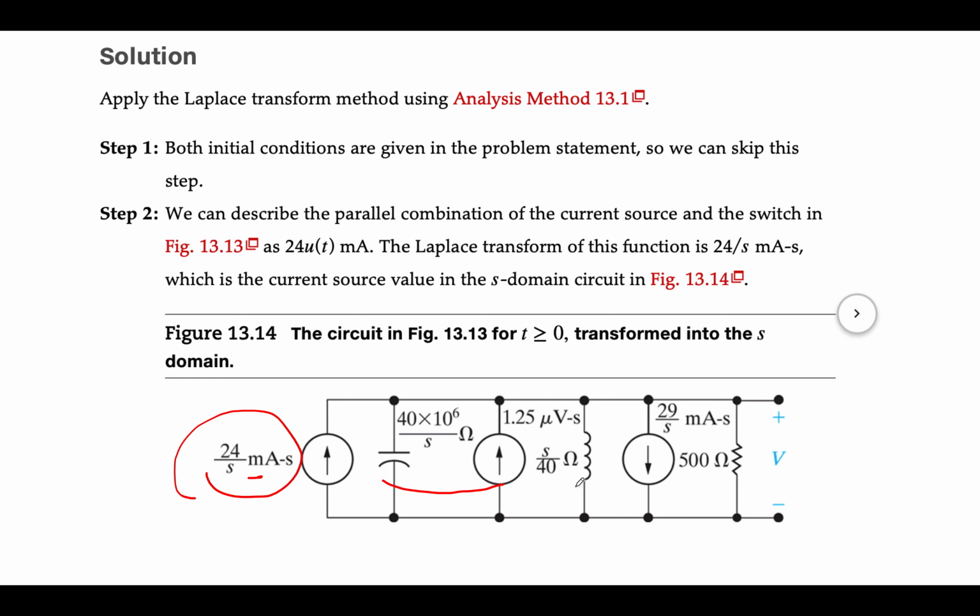Here is the inductive impedance in parallel with its inductive initial condition on the current source, and then here's the resistor. So you've got quite a bit going on here in this circuit. You've got a lot of elements. I think the easiest thing to do is just to put a reference at the bottom node and write a node equation at the top node, which I believe is exactly what they do.